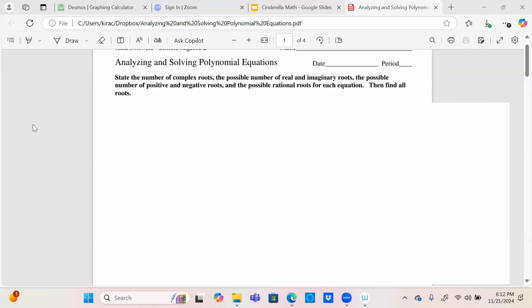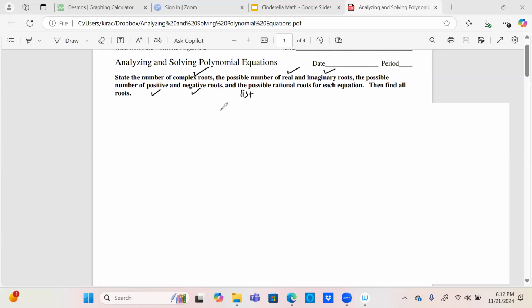So the directions are tell the number of complex roots, the possible number of real and imaginary roots, the possible number of positive and negative roots, and this really should say list the possible rational roots, and then find all roots. You've got to do a lot of stuff before you even solve. But what do all these words mean? And again, if you know this, just fast forward.